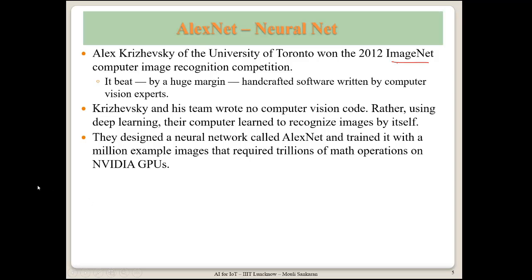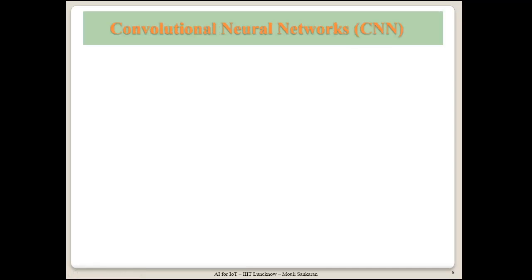They did it using NVIDIA GPUs, but it needed trillions of math operations and millions of images to be given, but it did a good job of identifying and classifying images. So this was another milestone in proving that GPUs can be used for AI.